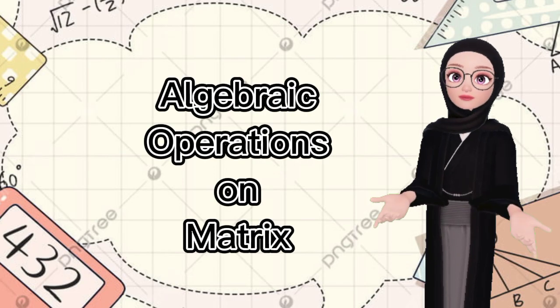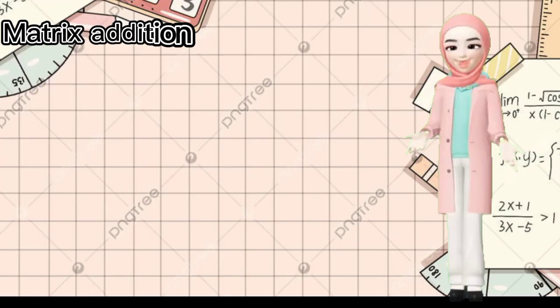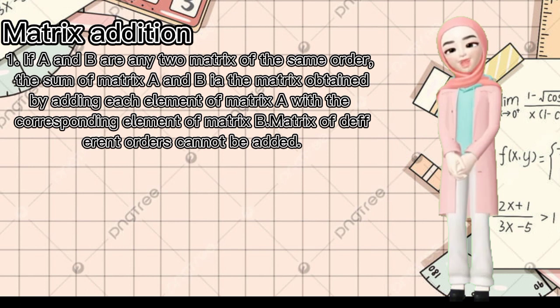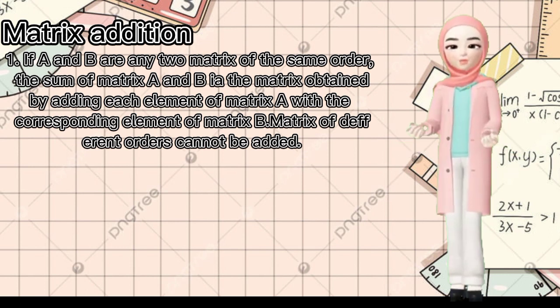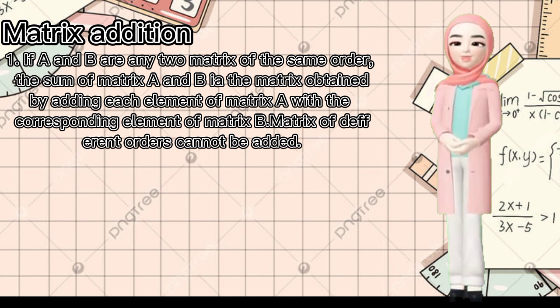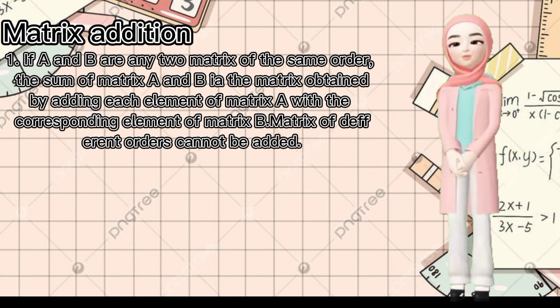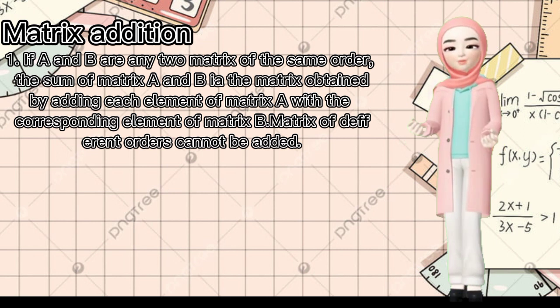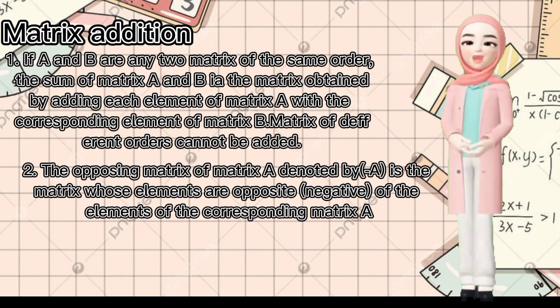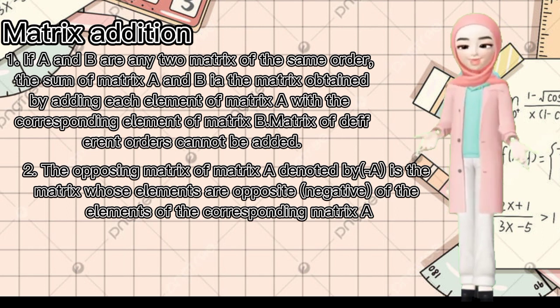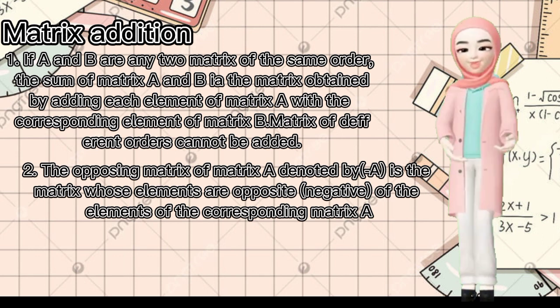Algebraic operations on matrix. Matrix addition. 1. If A and B are any two matrices of the same order, the sum of matrices A and B is the matrix obtained by adding each element of matrix A with the corresponding element of matrix B. Matrices of different orders cannot be added. 2. The opposite matrix of matrix A, denoted by negative A, is the matrix whose elements are the negatives of the elements of the corresponding matrix A.